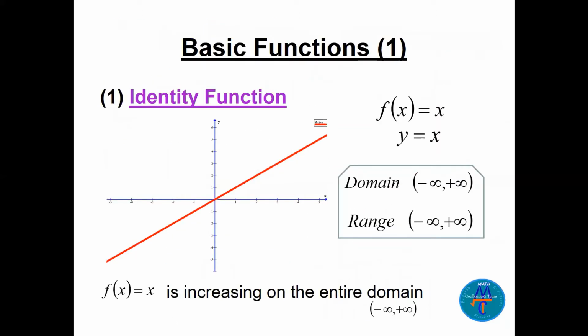So the first one is the identity function. Just take some points. If you take 1 and 1, 2 and 2, 0, 0, that's a straight line. f of x is equal to x. The domain will be all real numbers and the range will be all real numbers, the values of y. The function is increasing on the entire domain. See, it's going up on the entire domain.